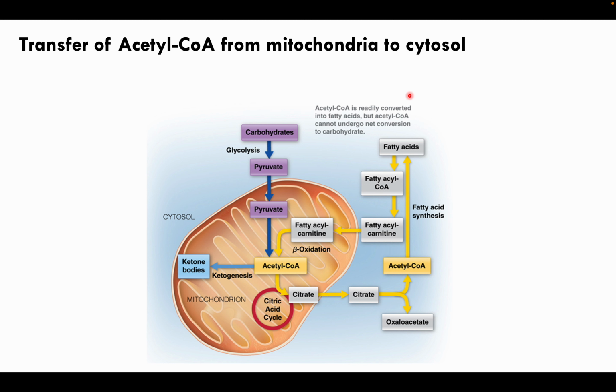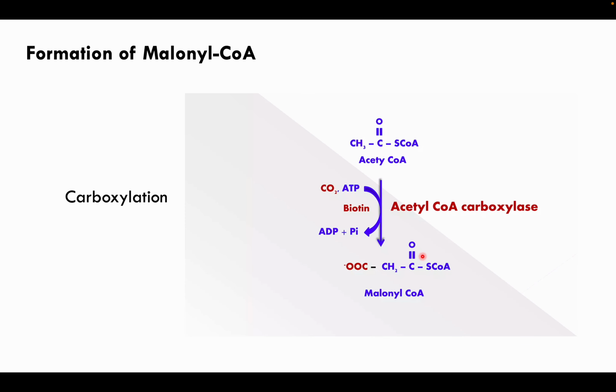So here we are going to talk about the de novo, which means it starts from scratch, like acetyl coenzyme A. But obviously there are different sources of fatty acids as well. So first step, as we have talked about, is the transfer of the acetyl coenzyme A from the mitochondria to the cytosol to be available to the enzymes. So the next step that we need to discuss is the formation of malonyl coenzyme A. So this is the first step of the reaction.